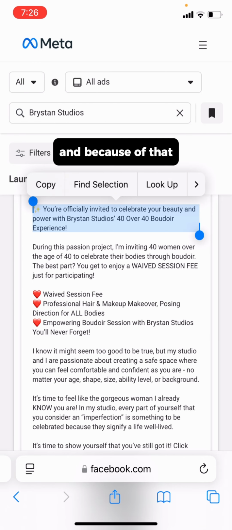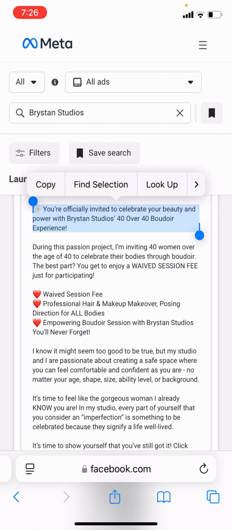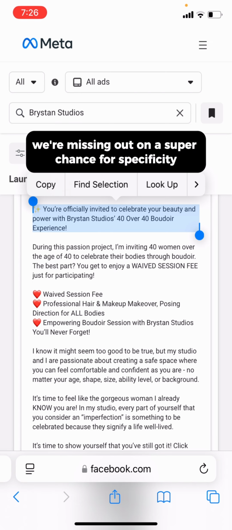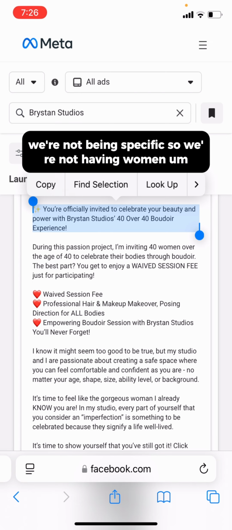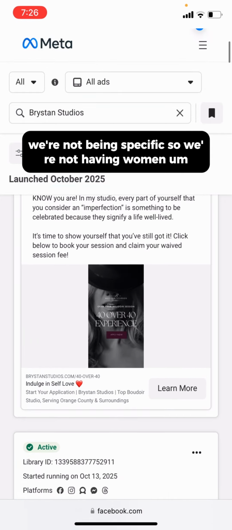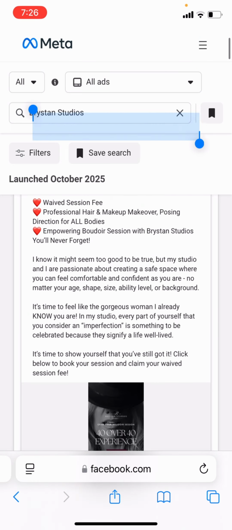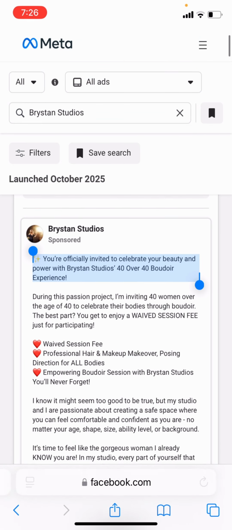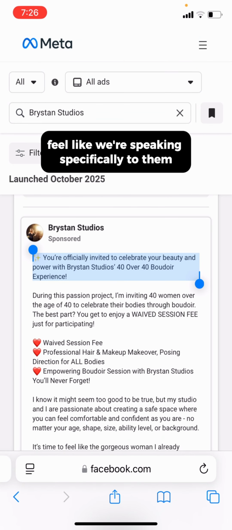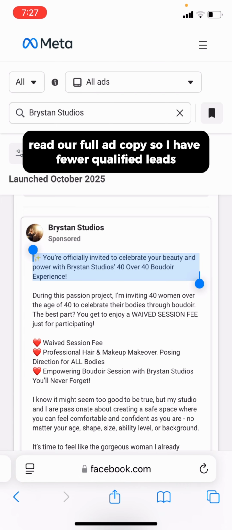And because of that, we're missing out on a super chance for specificity. So yeah, we're not being specific. So we're not having women come down through here, become qualified, feel like we're speaking specifically to them, reading our full ad copy.